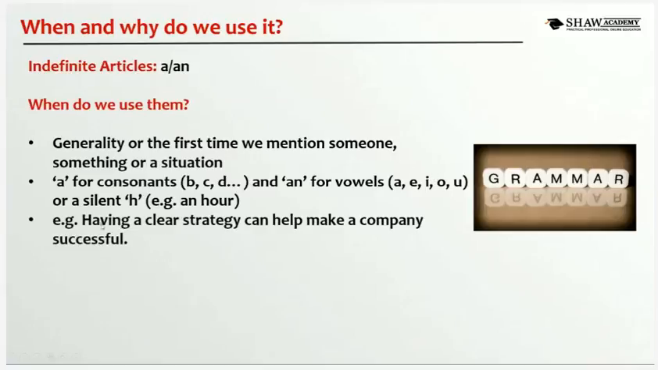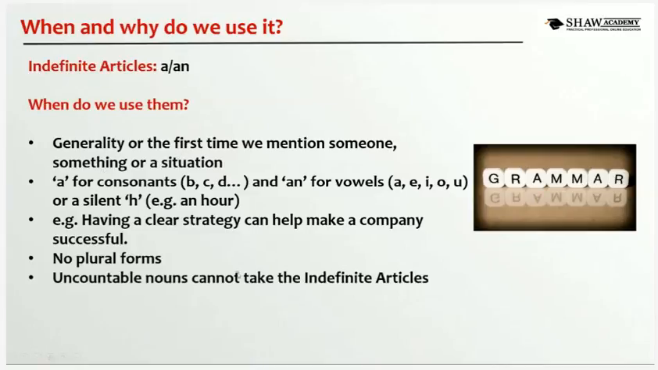Okay, so example, having a clear strategy can help make a company successful. So why am I using a in this context? Exactly, because it's not a specific context. Absolutely. It's not specific. I'm talking in general. Okay, so there is no plural form of a or an. And uncountable nouns, you can't use the indefinite articles. You can't say a money. You cannot say this. You can say the money, though.